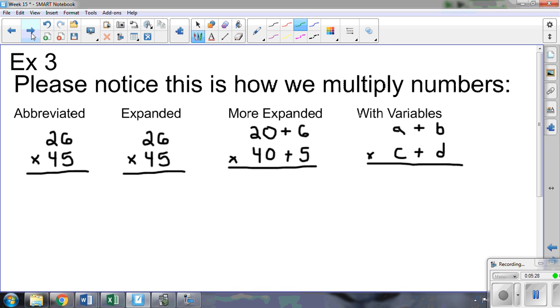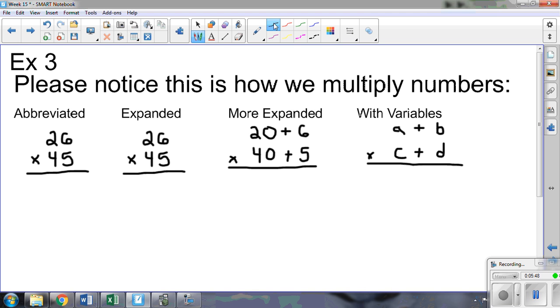Although you may not realize it, this FOIL method of expanding is actually how we've done normal two-digit multiplication in the past. Let's go through and just do regular multiplication. How do you do 26 times 45? And I swear if I see a calculator, you're going to make me mad.